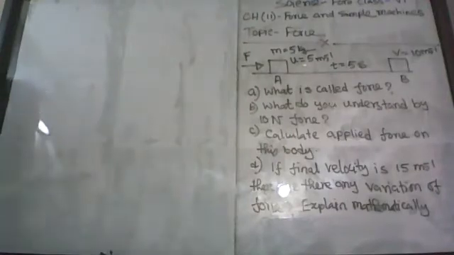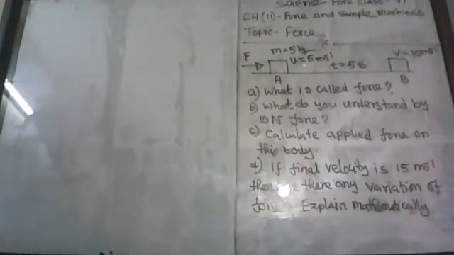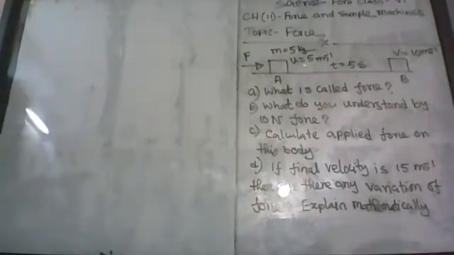Question number A is what is called force? Now question number B: What do you understand by 10 Newton force? And then question number C: Calculate applied force on this body. And question number D: If final velocity is 15 meter per second, then are there any variation of force? Explain mathematically.